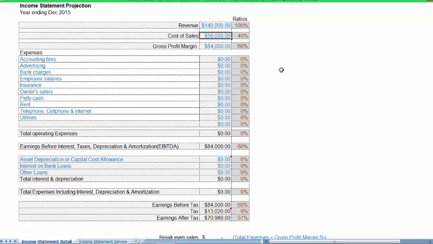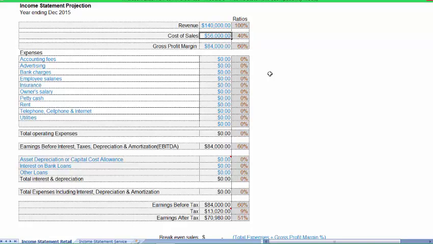It doesn't matter what year you're operating. I'm just using 2015 as an example. Let's say my expected cost of sales is $56,000, which in this case is 40%, and my gross profit margin will be 60%, which is $84,000. What this says is that I expect to generate $140,000 of revenue if I'm doing a forecast.